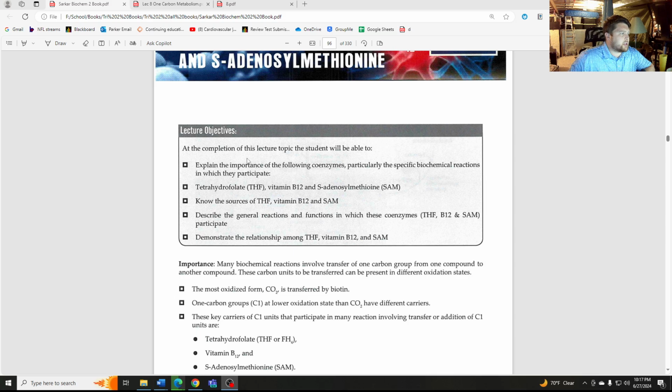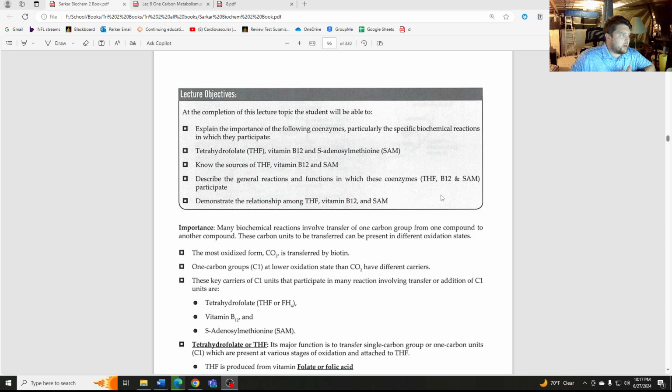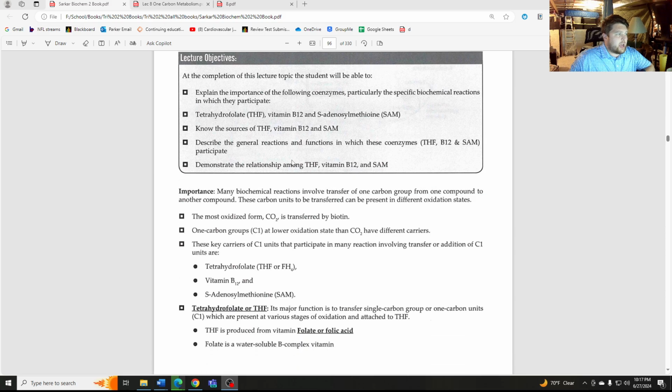So at the completion of this lecture topic, we should be able to, one, explain the importance of the following coenzymes, particularly the specific biochemical reactions in which they participate. So we have tetrahydrofolate, aka THF, aka vitamin B9, vitamin B12, and the S-adenosyl methionine, SAM. We want to know the sources of THF, vitamin B12, and SAM, where we get those from. Describe the general reactions and functions in which these coenzymes participate.